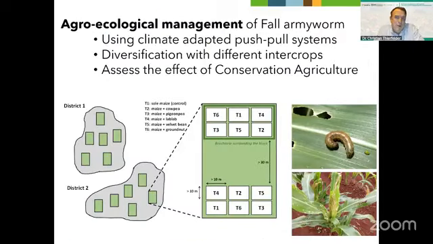We then followed on to establish on-farm trials, replicated on-farm trials with different, what we call climate-adapted push-pull systems. Push-pull is a system that was developed by ICIPE. I'll talk about that in a minute. So we used crops that are common in the farming systems of Southern Africa and intercropped them with maize, with brachiaria hedgerows and without brachiaria hedgerows. And then we looked at what would be the effect of this.